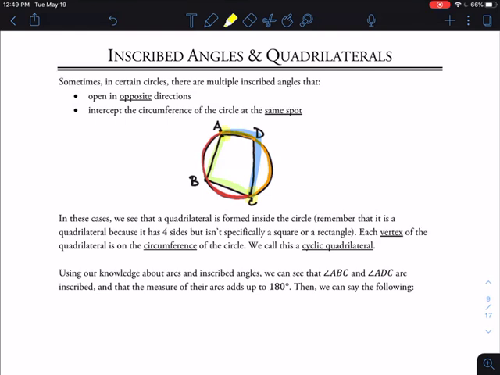Okay, so in this kind of case, you can see that a quadrilateral is formed. Remember that a quadrilateral is just a four-sided shape that isn't necessarily a square or a rectangle, but it has four corners, just like a square or a rectangle. And that's what's happening here. Each vertex of this quadrilateral is on the circumference of the circle. So that means that every place that intercepts the circle is one of the corners of the quadrilateral. And because it's inside a circle, we call it a cyclic quadrilateral. That's like the official math name for this.